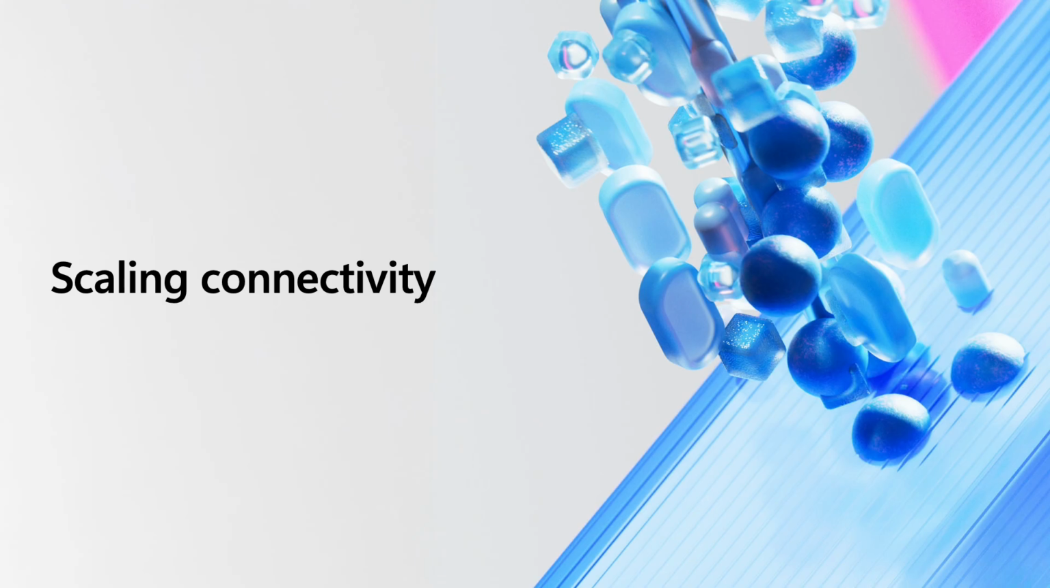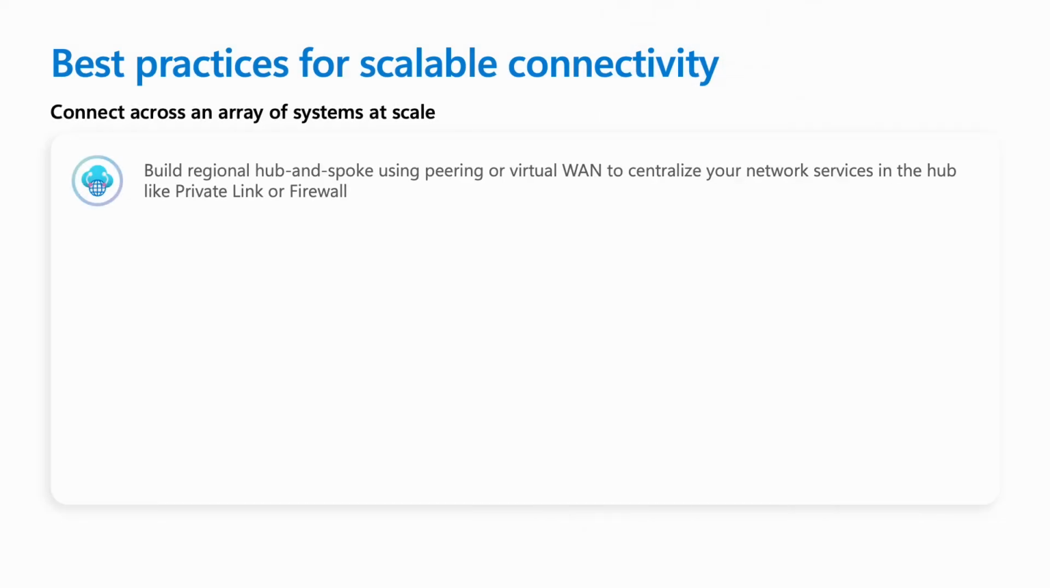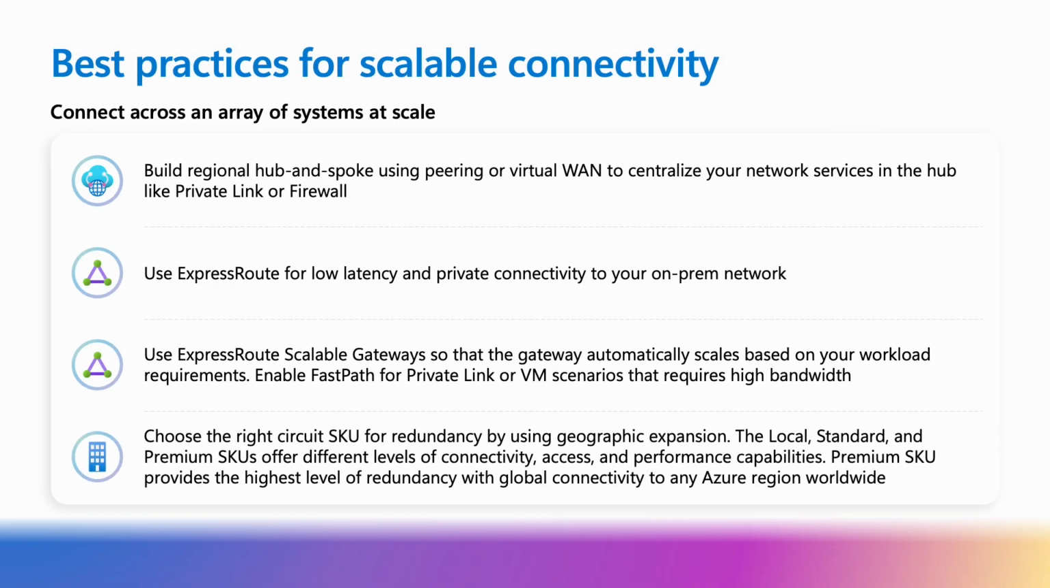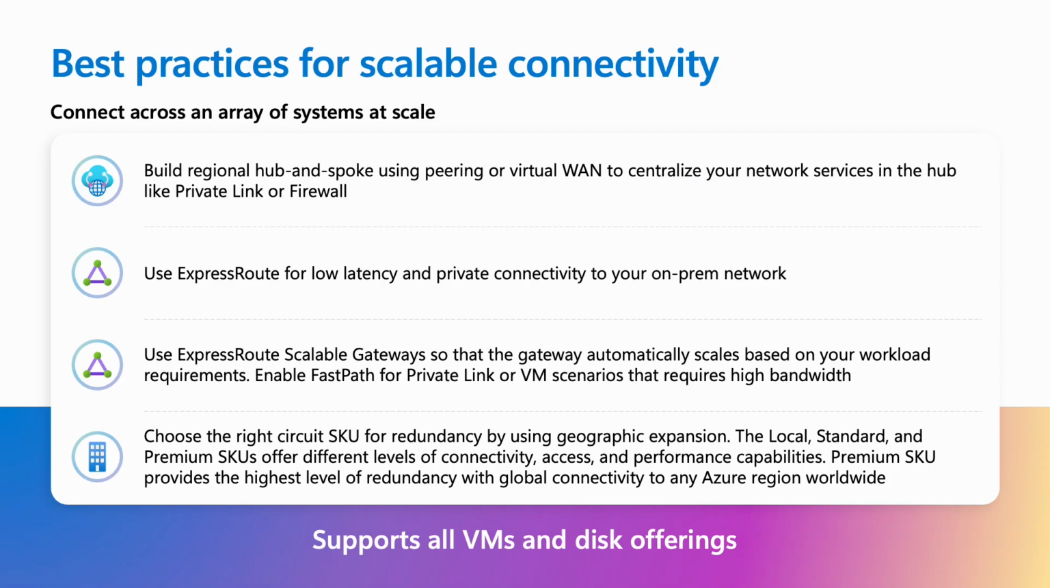Now let's dive into the connectivity scale. Connectivity is when you connect VNets within Azure or connect VNets back to on-prem. The best practice for scale is to use a hub and spoke architecture when feasible, and make sure you have regional hubs instead of global hubs, because regional hubs allow you to have isolation, and you can also centralize workloads in your hub, like private links or firewall. You can create hub and spoke using VNet peering or using Azure Virtual WAN.